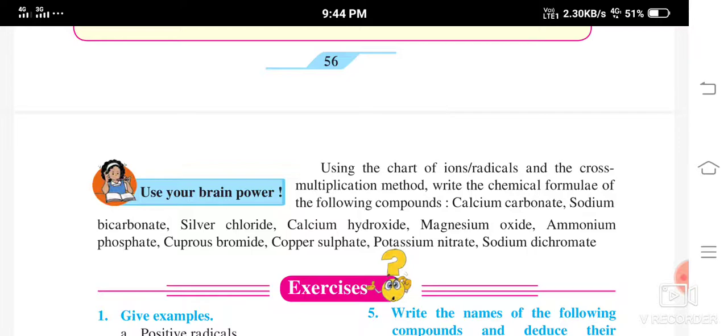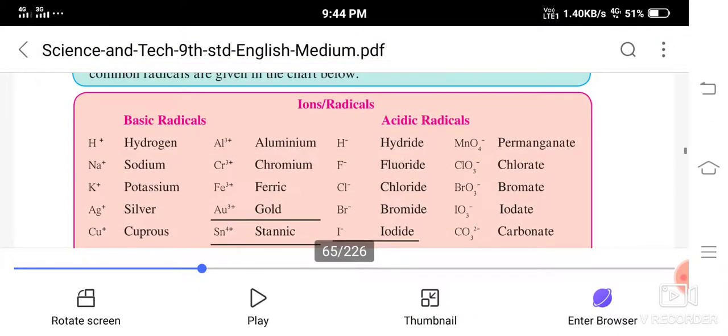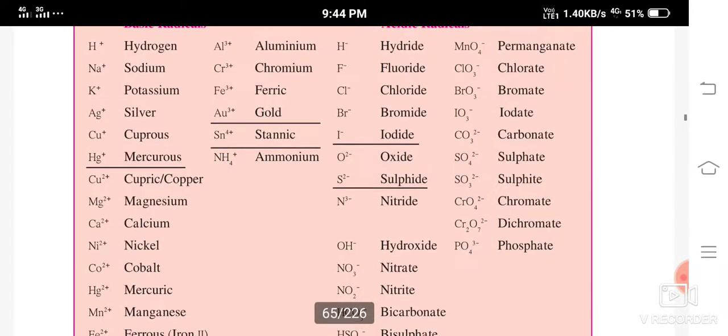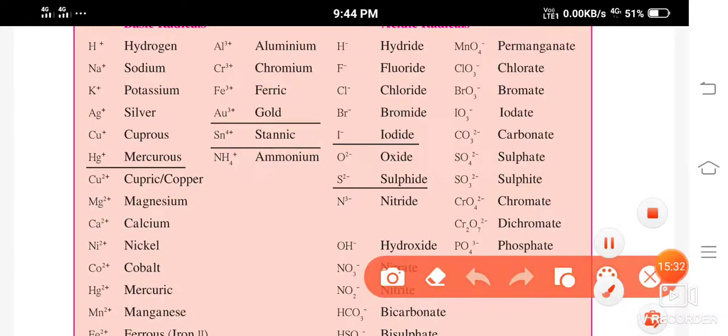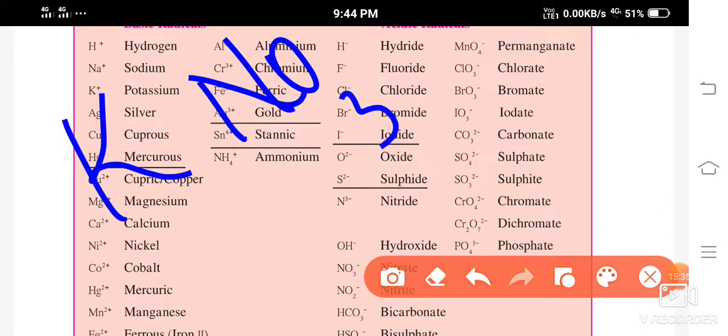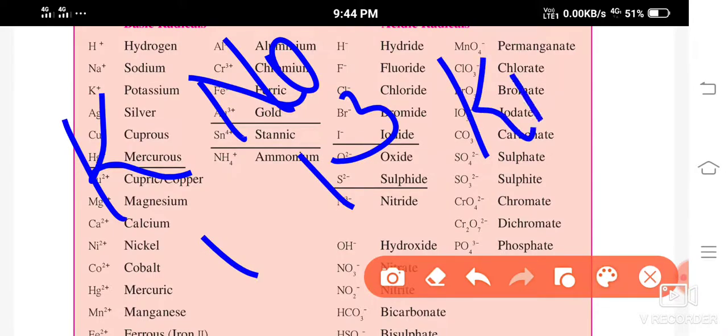Okay, the next one, potassium nitrate, we'll see. Potassium is 1, and nitrate is NO3, again that is also 1. So for potassium nitrate, both are 1 and 1, so it is KNO3.